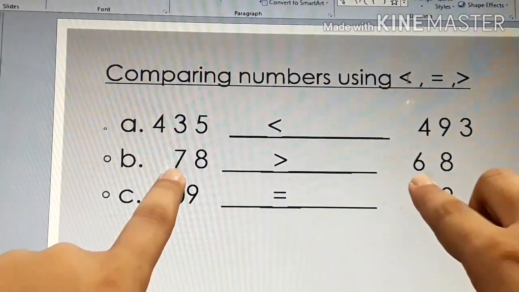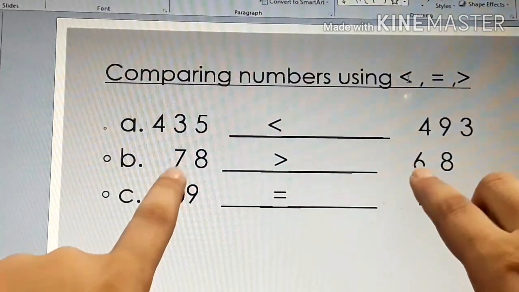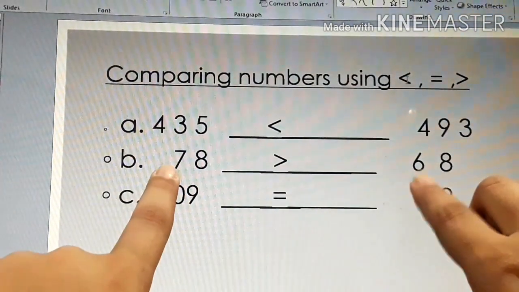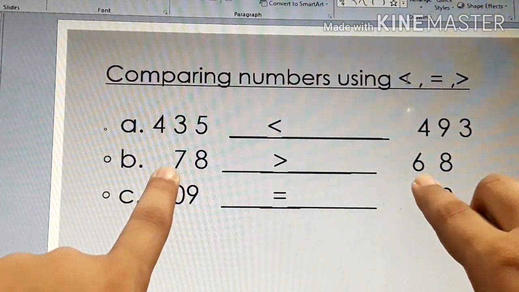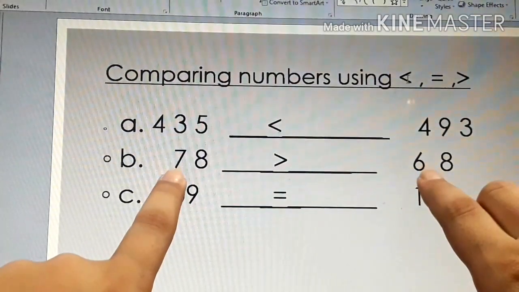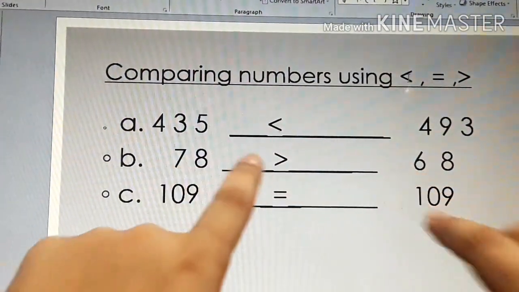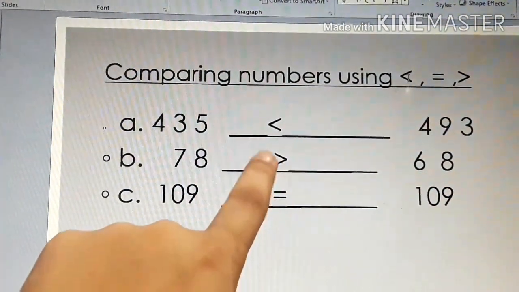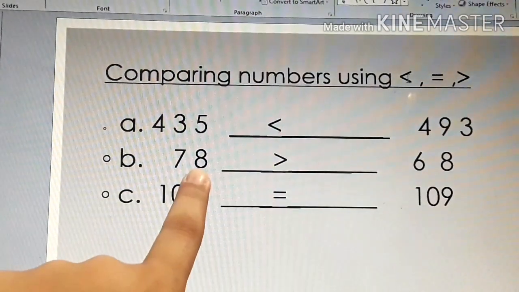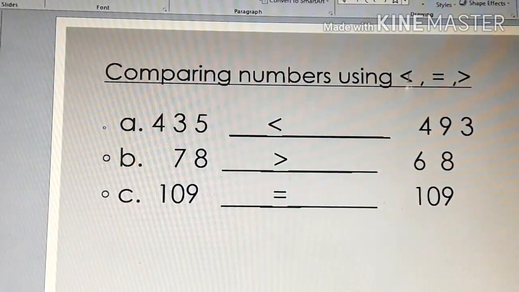Next you see 78 and 68, right? So first we'll compare the number in tens place. Here it comes 7, here it comes 6. So which one is greater, children? 7 or 6? 7. So we will put this sign. 2 dots will be towards 78.